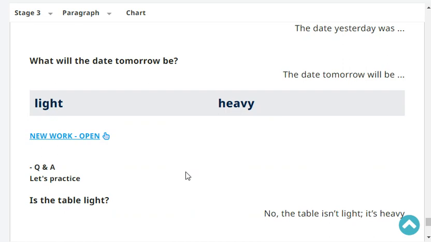The date tomorrow will be the 21st of September. For 20th, we don't use "there", for the 21st we use "the". That's correct. We always use "the" because we know it's a specific date.